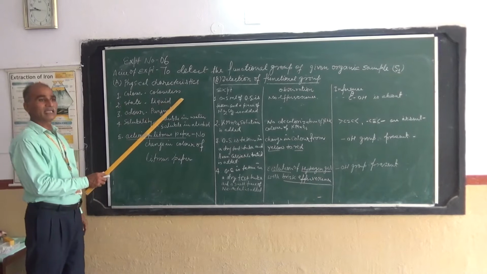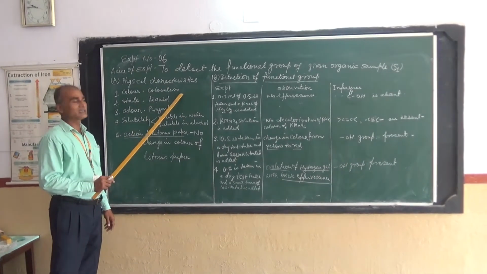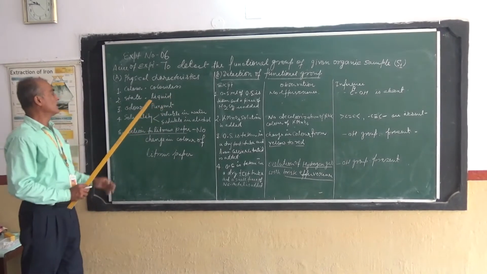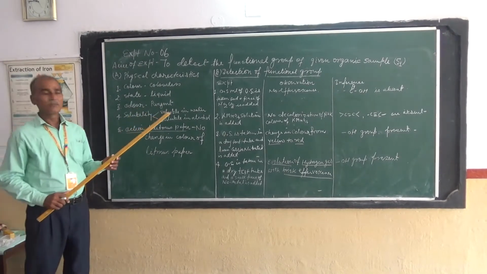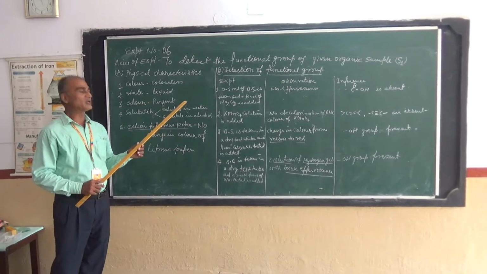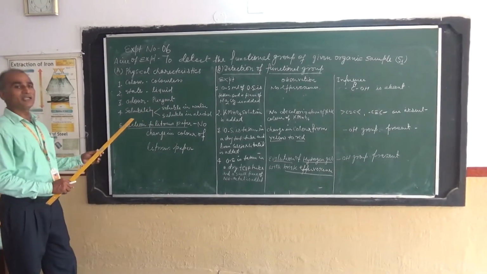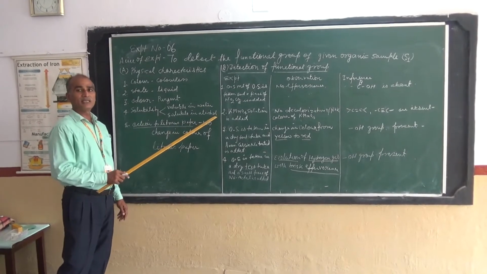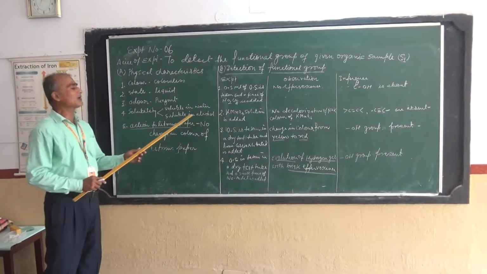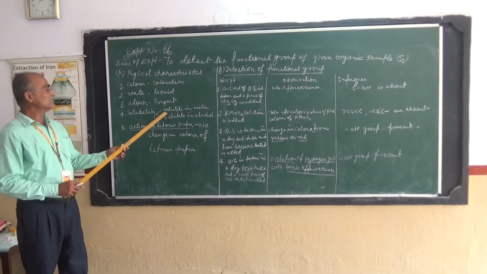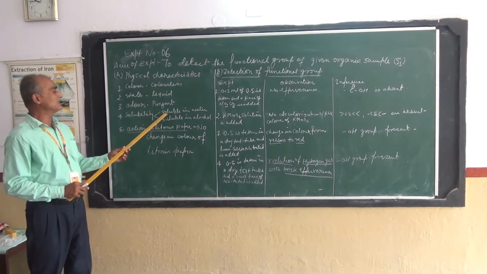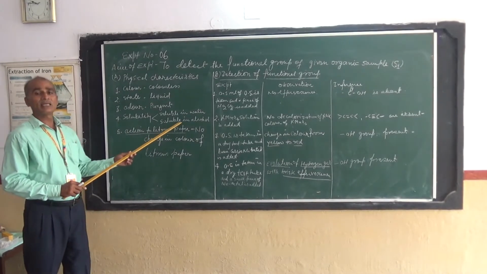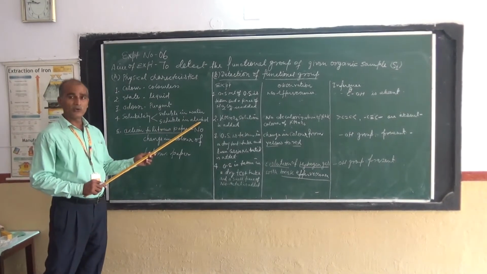Here the first thing is your color. The given sample is colorless, and the state of the given sample is liquid. Odor you will observe yourself, whatever it may be. Solubility we will test, solubility in water and solubility in an organic solvent. Here we will take alcohol. This sample is soluble in water as well as in the organic solvent, that is, alcohol.